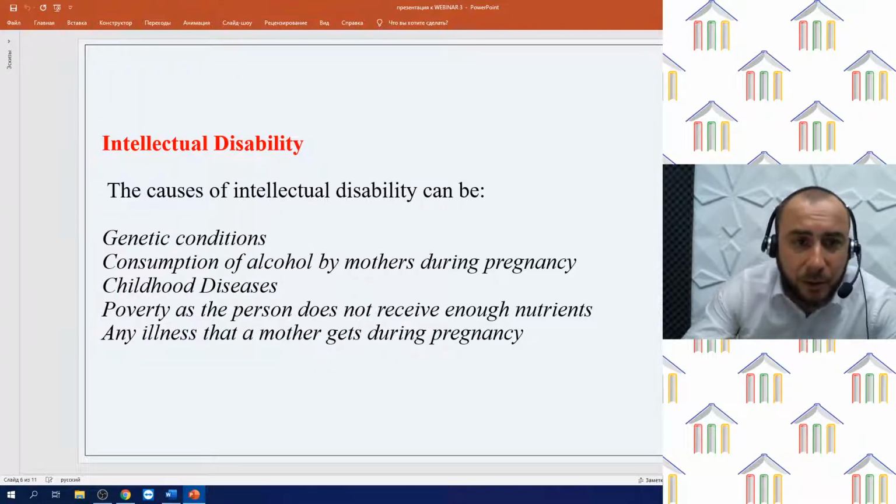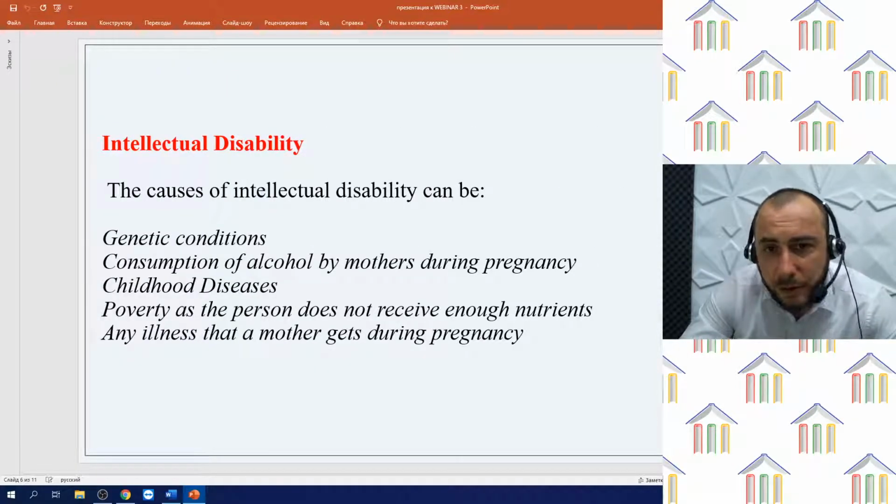Intellectual disability. People with intellectual, learning or cognitive disability have difficulty in learning tasks and processing information, and it becomes difficult to take in information and communicate what they know. They suffer from dyslexia, speech disorders, and can also have problems with self-care, direction, or safety. The causes of intellectual disability can be genetic conditions, consumption of alcohol by mothers during pregnancy, childhood diseases, poverty as the person doesn't receive enough nutrition, or any illness that a mother gets during pregnancy.